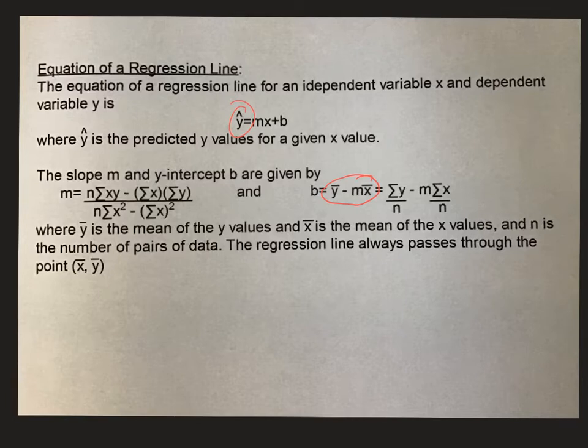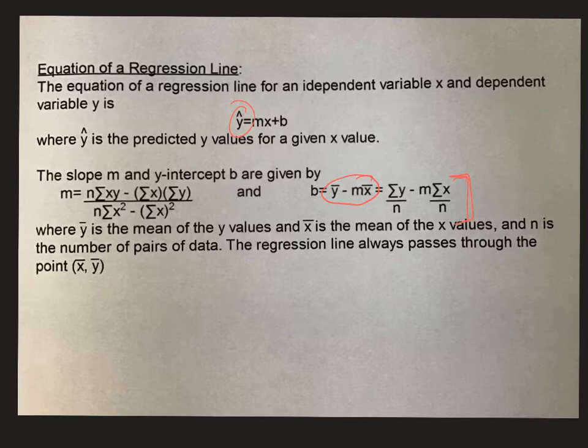If you feel like you're going to forget this one, the second half is perfectly fine to use. The sum of y divided by n minus m times the sum of x divided by n. So n is just the number of pairs of data still. That's not changing. So if you've got 10 points, n is 10.